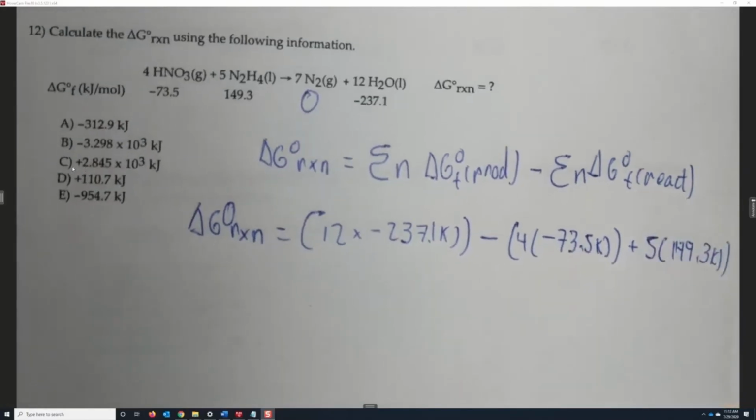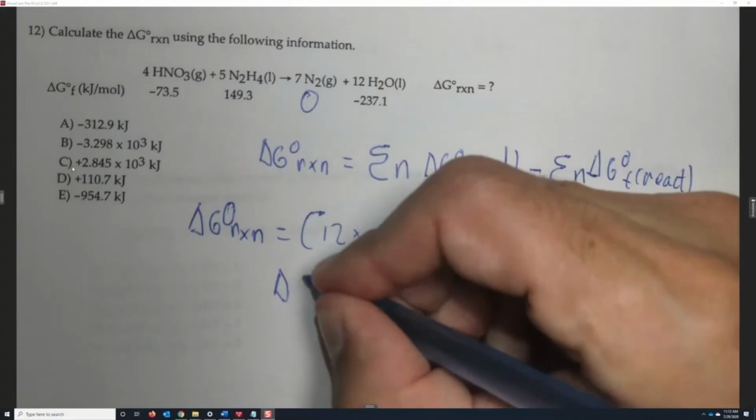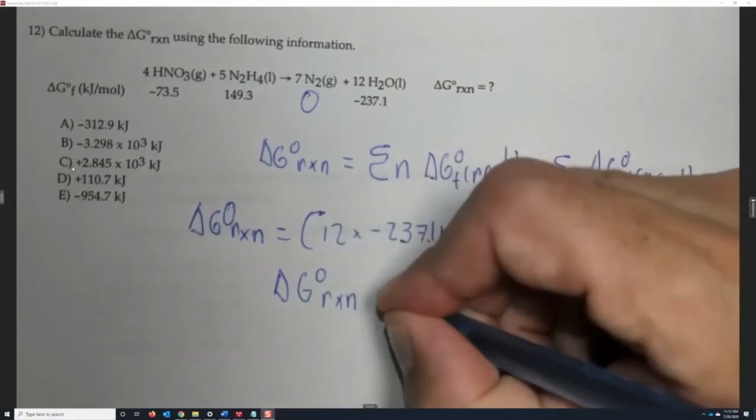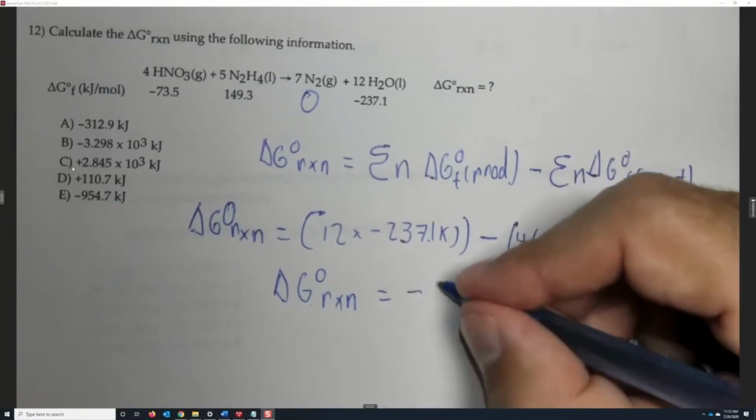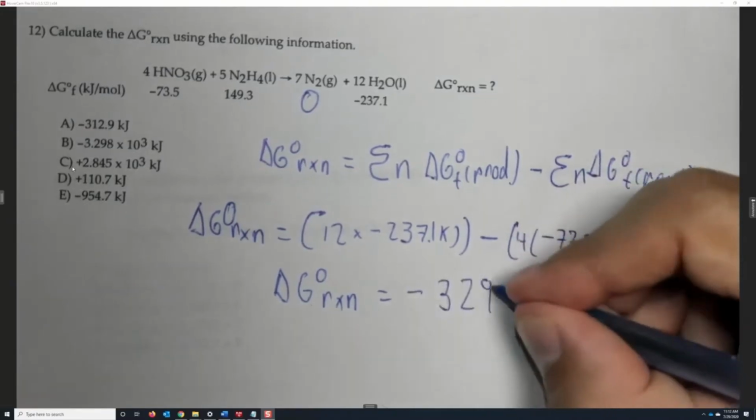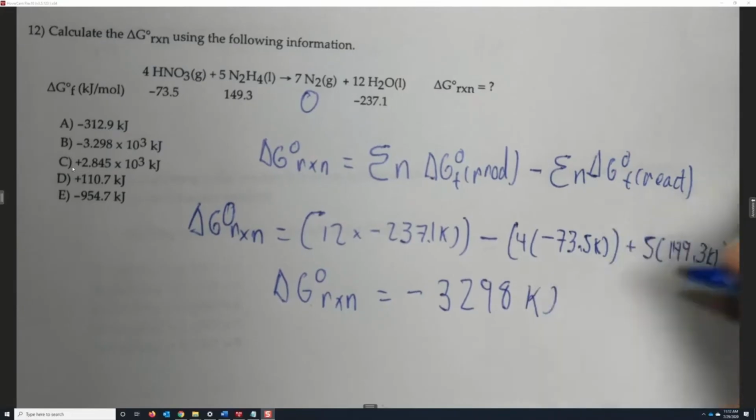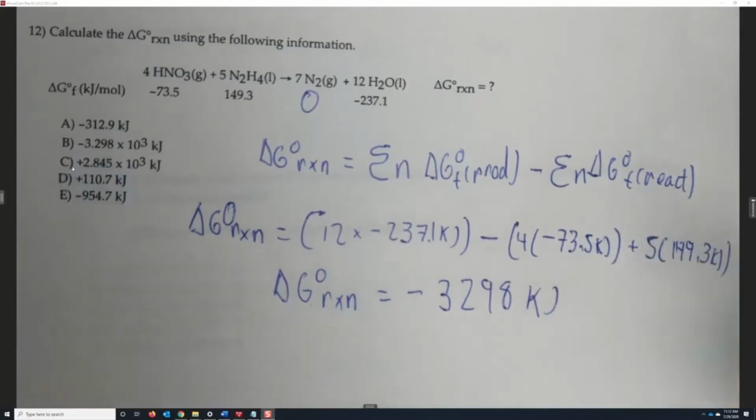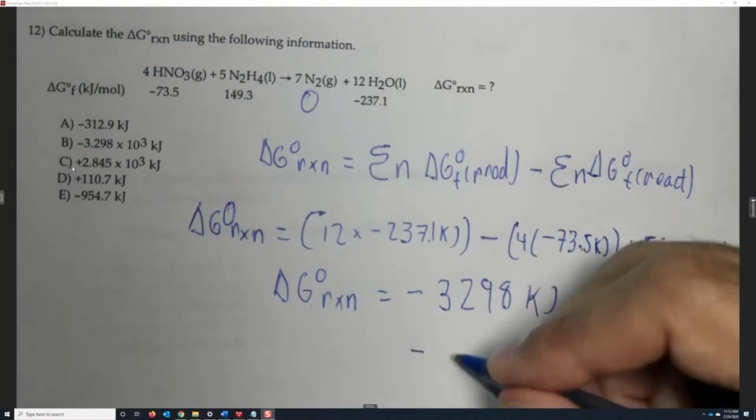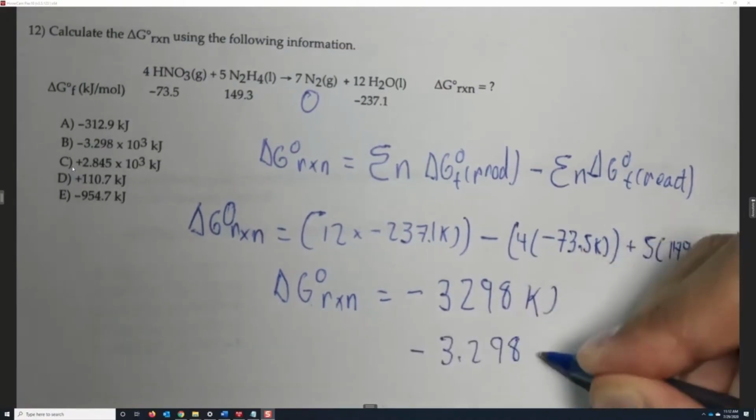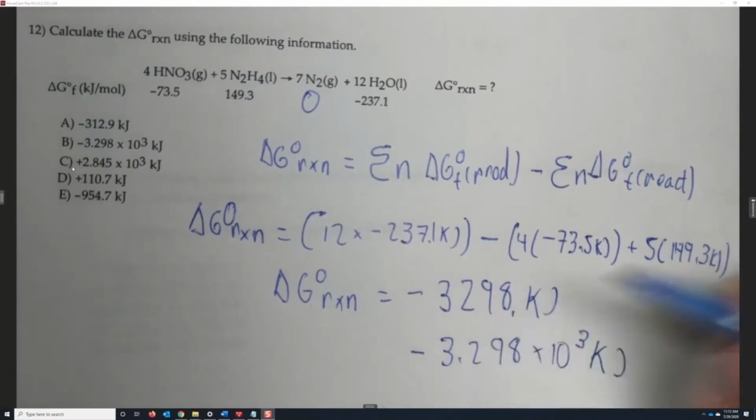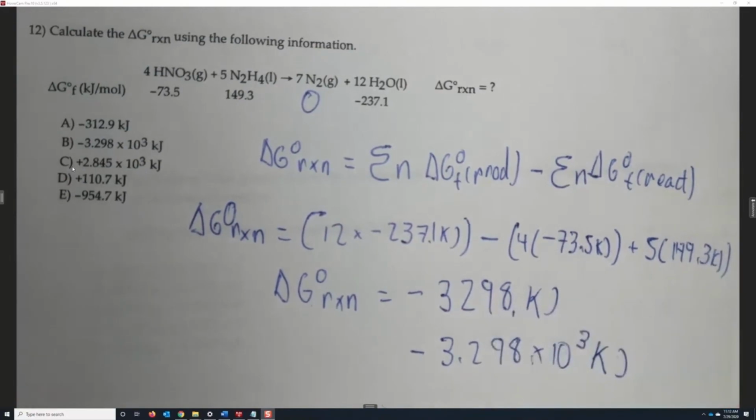All right, and when you do all that math, you find that delta G naught of the reaction is equal to minus 3,298 kilojoules. All right, and the answers are in scientific notation. So minus 3.298 times 10 to the third kilojoules. So we have the decimal point here. We moved it over 3 times, and we got that, which is here, choice letter B.